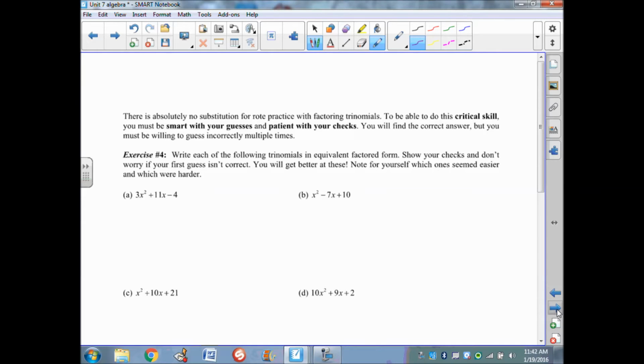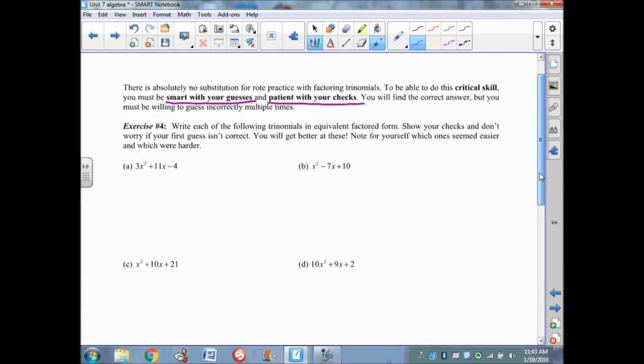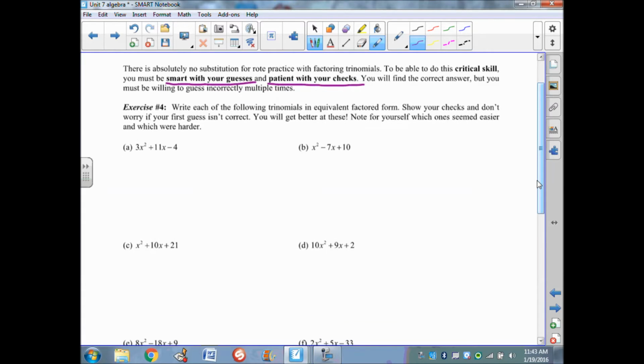It says, there is absolutely no substitution for rote practice. That's skill and drill, or in other words, skill and kill. It says to be able to do this critical skill, we've got to think about our guesses. We've got to pick smart guesses and be patient with your checks. In other words, you're not going to get the right answer the first time, so make sure you're patient doing the checks.